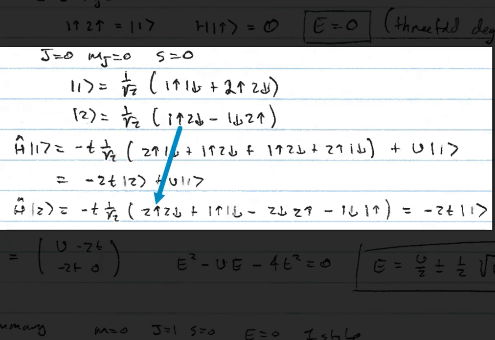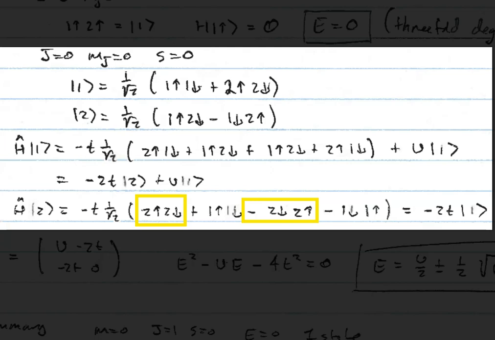Let's do the hopping term. The 1 up goes to 2 up, the 2 down goes to 1 down, minus the 1 down goes to 2 down, and the 2 up goes to 1 up. Here we have to be very careful. It looks like we can cancel 2 up, 2 down, minus 2 down, 2 up, but we cannot. We have to interchange the order of those two because they're really representing those fermionic creation or annihilation operators.